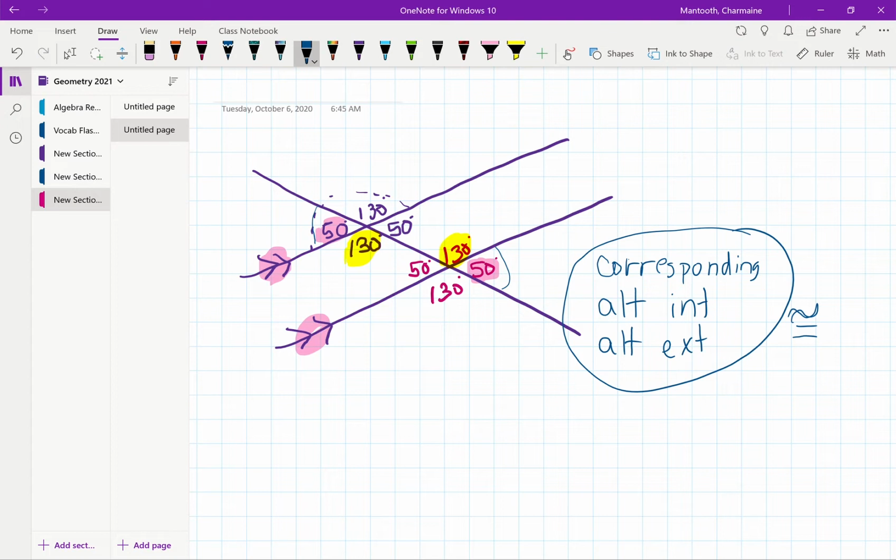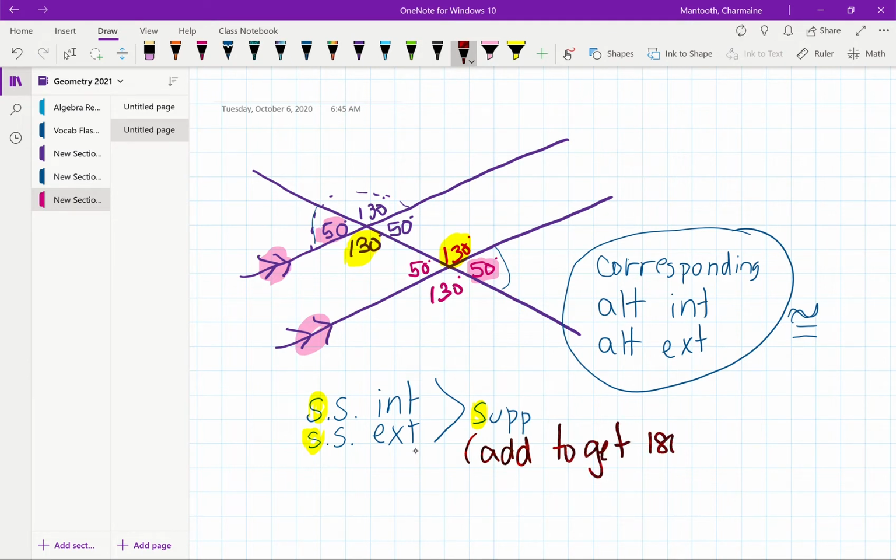The pairs that are supplementary are going to be our same side interior angles and our same side exterior angles. And these are the ones that are supplementary. Isn't it funny that all the S's are together? And of course, supplementary means that when you add them, you get 180 degrees.